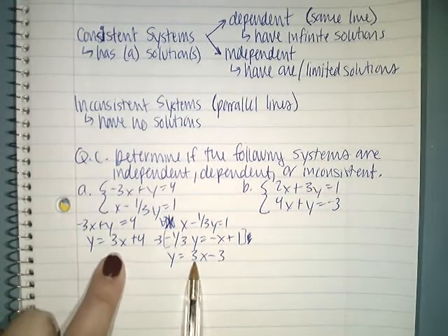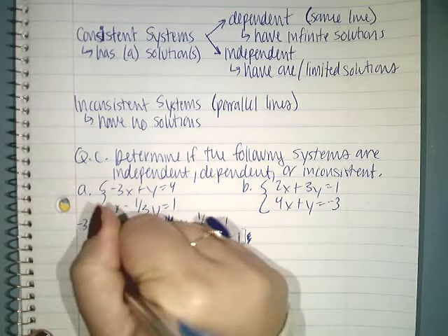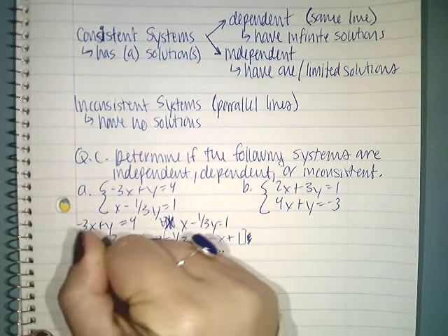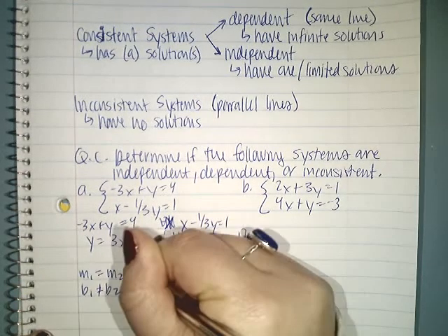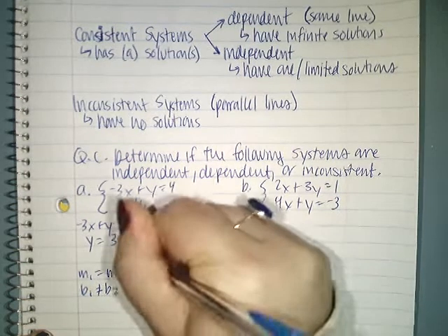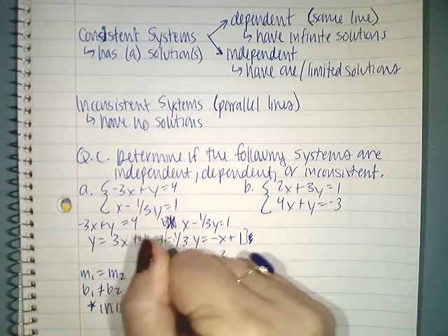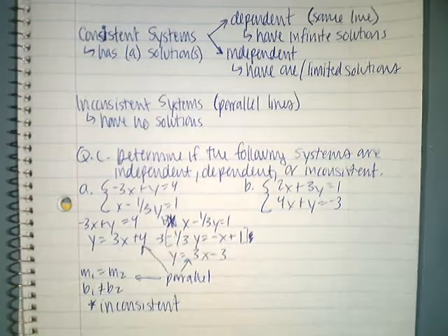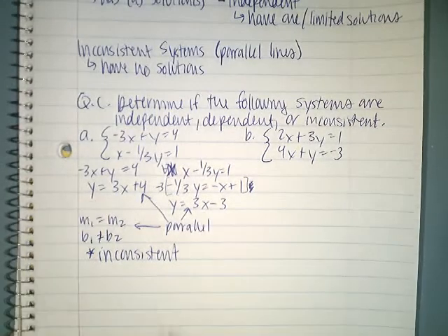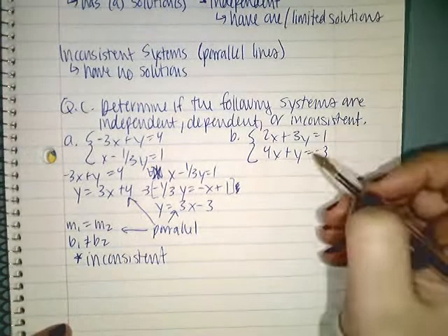So here, I see that these actually have the same slope and different y-intercepts. So m1 equals m2, but b1 does not equal b2, so these lines are parallel. So these lines are going to be inconsistent. So all I did here was rearrange them into slope-intercept form, realize they're parallel, and label them as inconsistent. I'm going to do the same thing here.